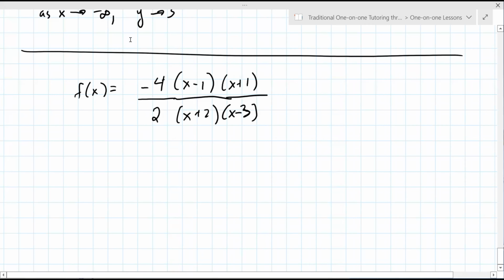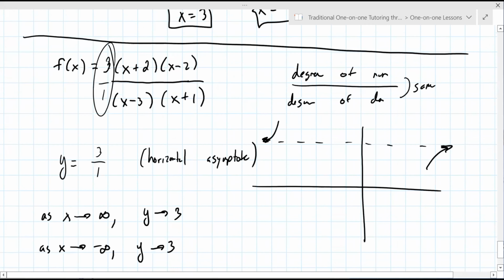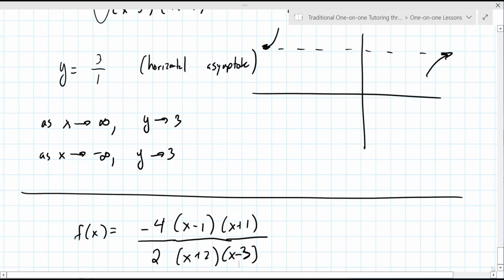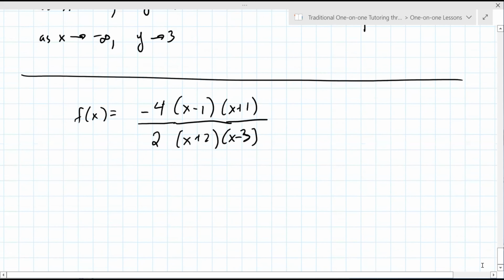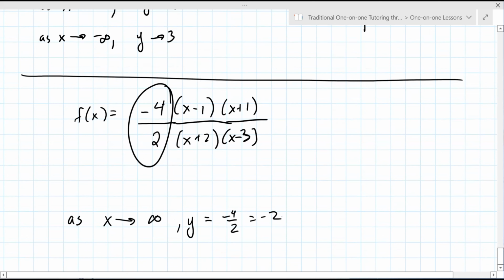Okay, everything's good. Well, what I was trying to show you here is just this leading coefficient. So the end behavior is just this. As x goes to infinity, y goes to -4/2, which is -2. As x goes to -infinity, y goes to -2. There is more to it, but for this problem type, we can go with that.